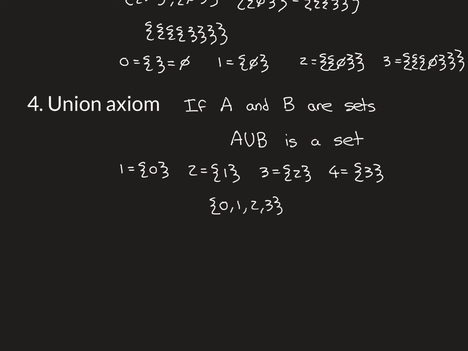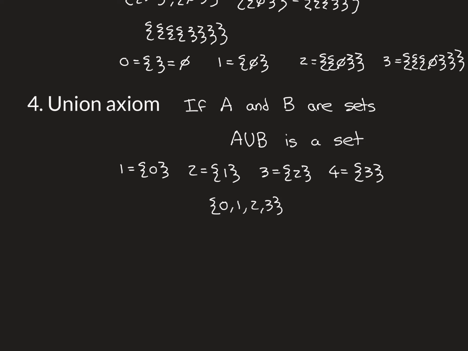What I want to now point out to you is that actually if you look at what 1 is equal to, it's actually equal to the set containing 0, because 0 is the empty set. And then if you look at what 2 is equal to, it's actually equal to the set containing 1, because this is 1, and you can see that 1's inside there, so it's the set containing 1. 3 then is equal to the set containing 2, and so on. 4 is going to be the set containing 3.